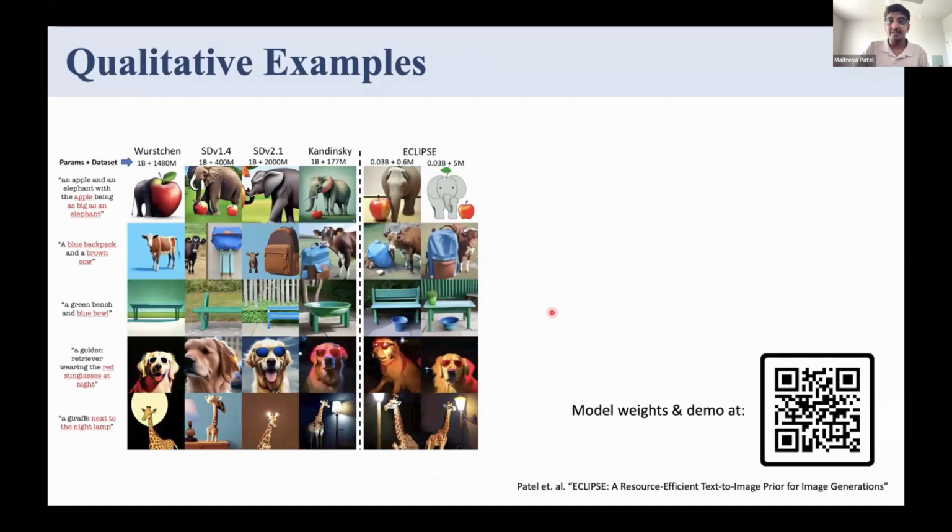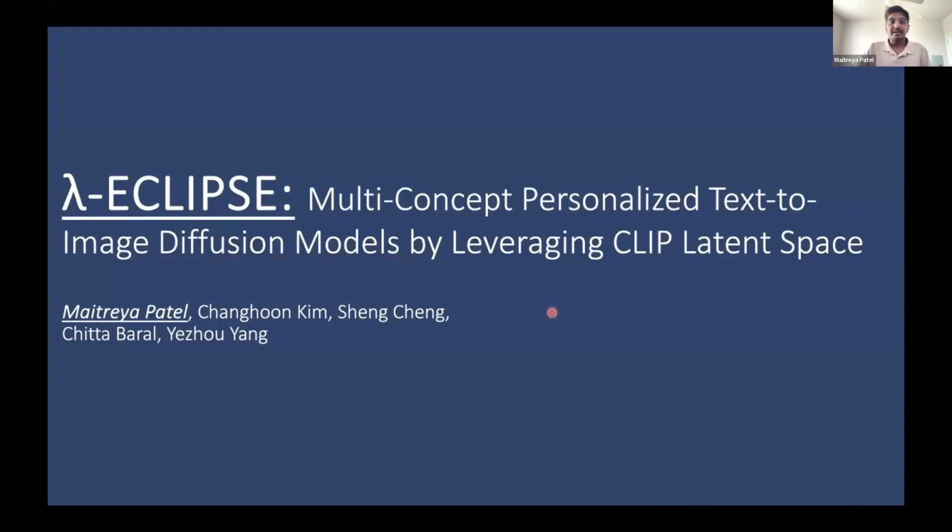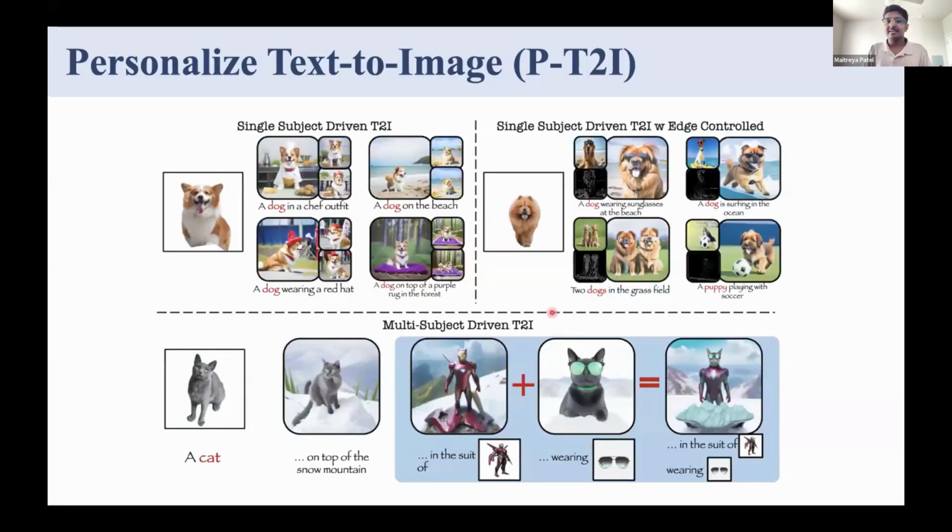And next, I will be quickly talking about how we can extend this work to a more personalized text to image generation model. So when I say personalized text to image generation model, like I said earlier, I want my cat to wear an Iron Man suit and particular sunglasses. So we can do all sorts of this crazy stuff using these text to image generative models.